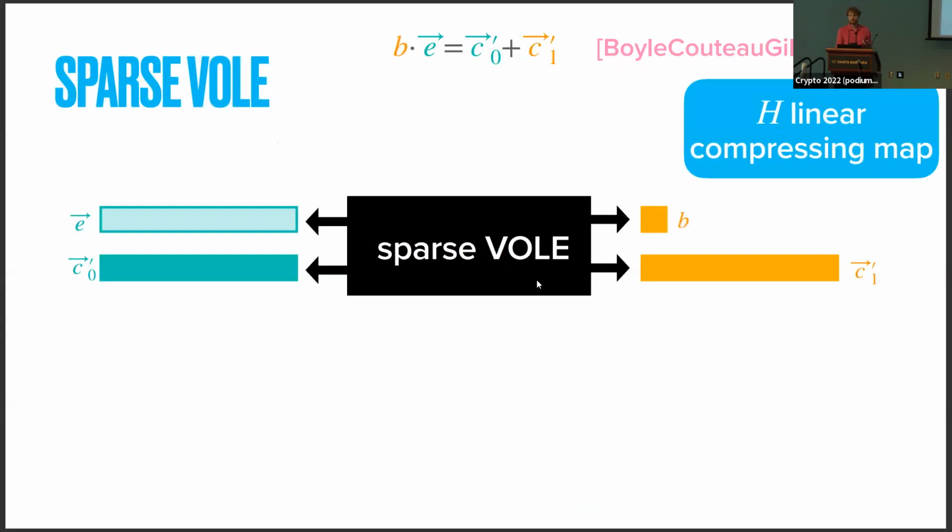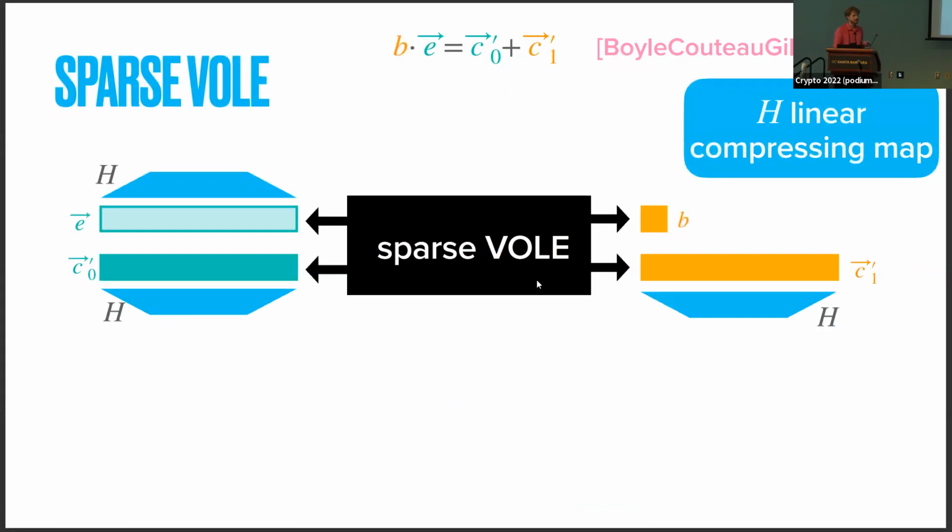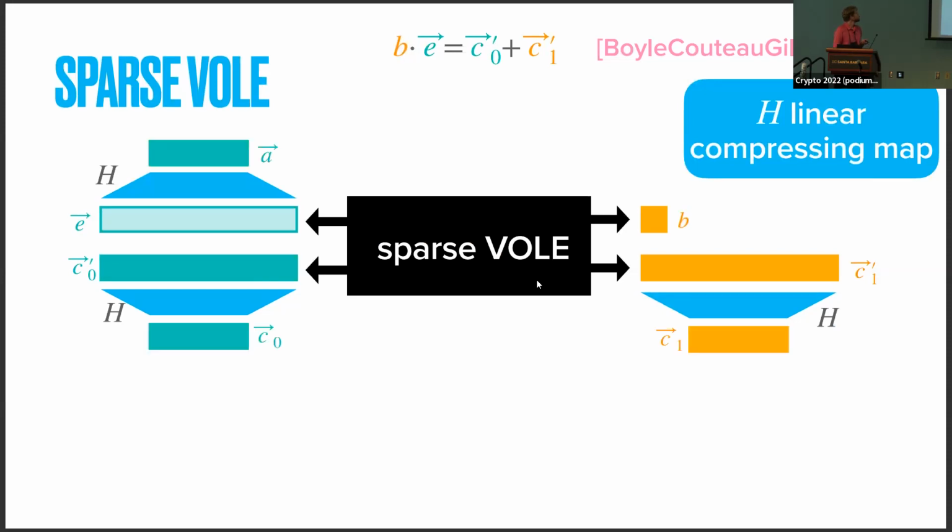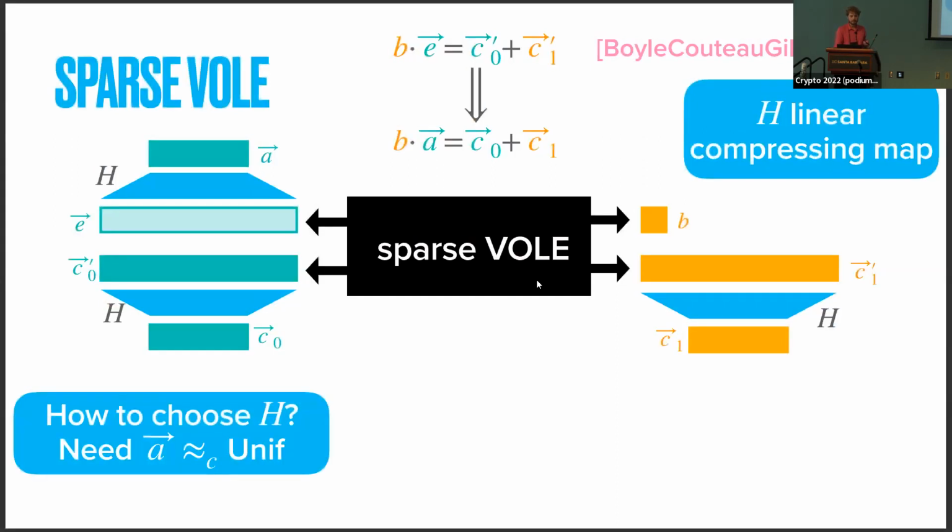Well, if we have some matrix H, some linear compressing map, and we apply it to all these vectors, we'll get some new vectors a, c0, and c1. Firstly, because of the linearity of H, we still preserve the desired Boolean correlation, so nothing there has gone wrong. Now the question is, should we expect that these vectors all look pseudo-random up to this correlation? In particular, the non-trivial part is that this vector a is the image of a sparse vector. So why should we expect it to look uniform?